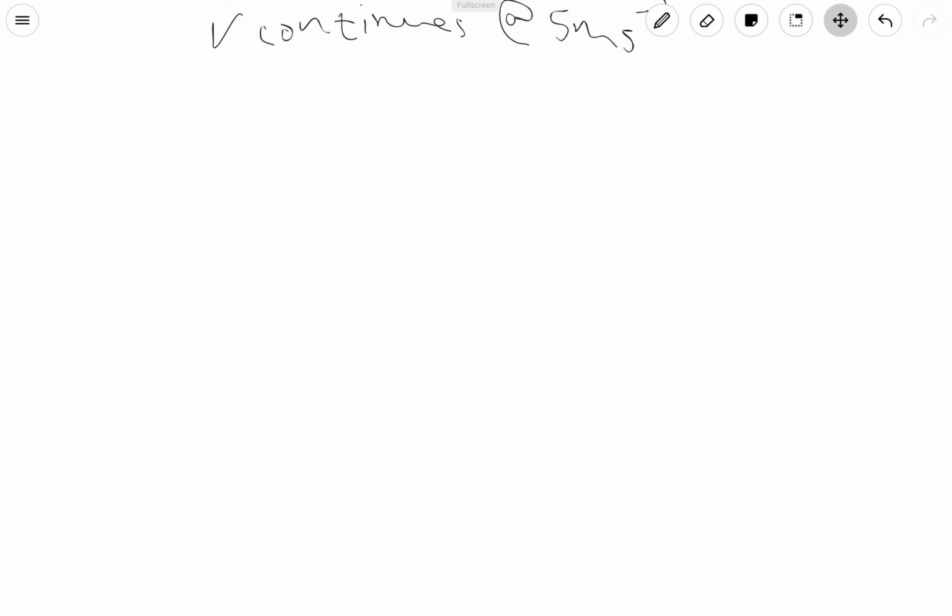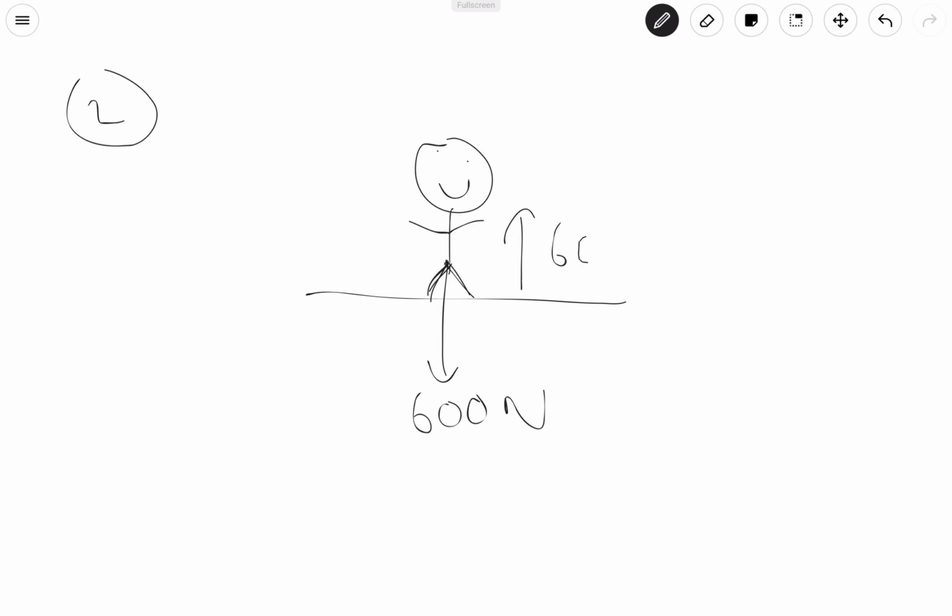Now we can think about a simpler example. Let's draw. So this is me standing on the ground, and I have a weight of, let's say, W equals mg. Let's have a weight of 600 newtons. That's right, 600 newtons, and there's a contact force from the ground of 600 newtons up on me.